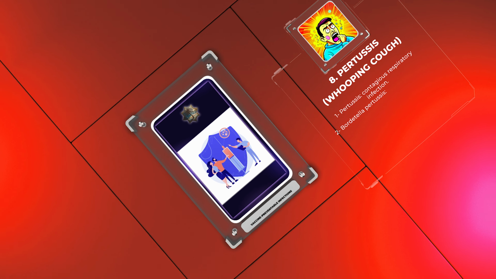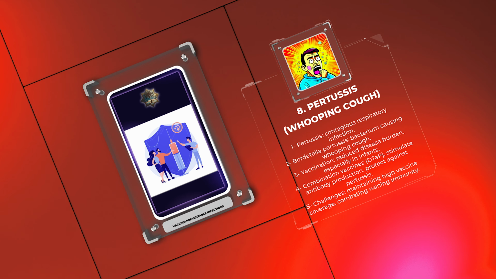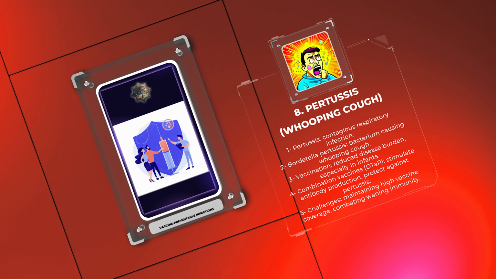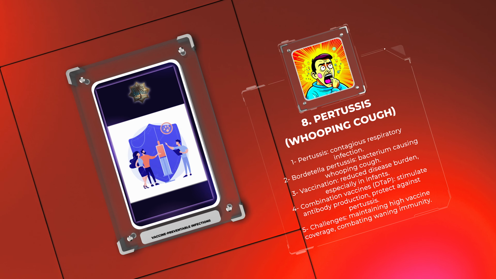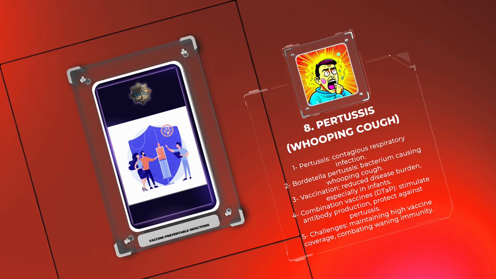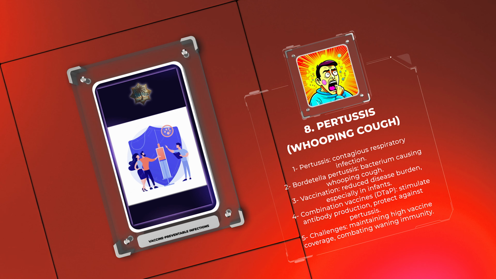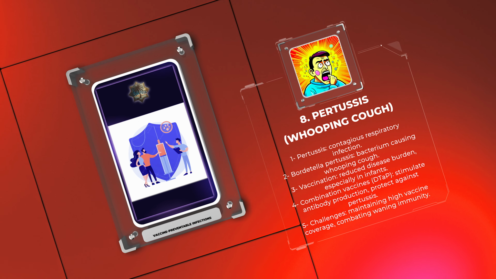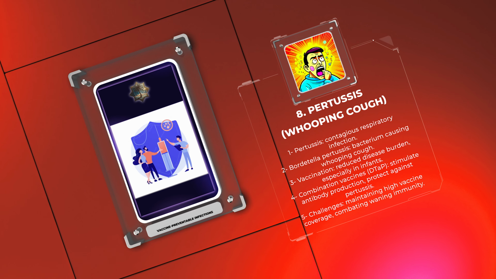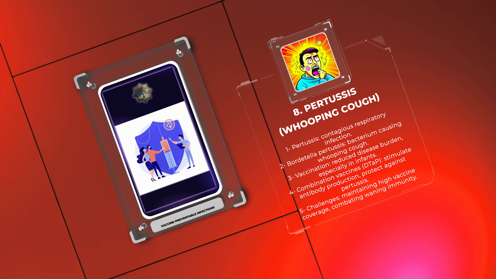Pertussis, or whooping cough, is a contagious respiratory infection caused by the bacterium Bordetella pertussis. Vaccination has reduced the disease burden, especially in infants. Combination vaccines like DTaP stimulate antibody production, protecting against pertussis. Challenges include maintaining high vaccine coverage and combating waning immunity, which are addressed through booster doses and cocooning strategies.